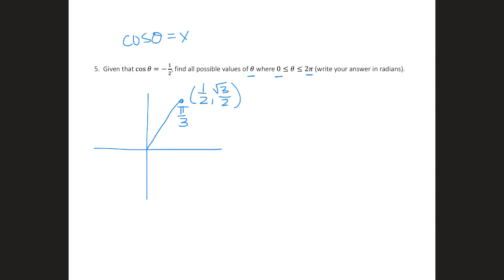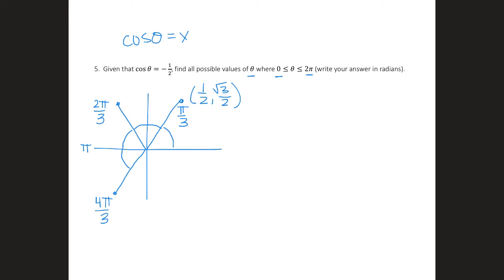So when is the x value negative? The x value is negative over here in quadrant 2, and the angle for that, where we would get the same coordinates, would be 2 pi over 3. Cosine is also negative, the x value is also negative down here in the third quadrant. That is 4 pi over 3. I know that's 4 pi over 3 because this is 1 pi over 3, 2 pi over 3, 3 pi over 3 is just 1 whole pi, and then 4 pi over 3.